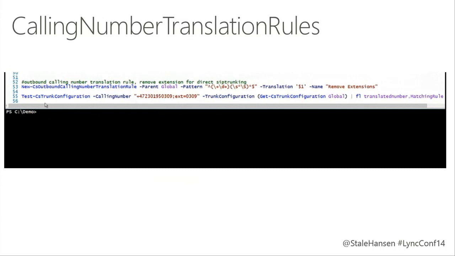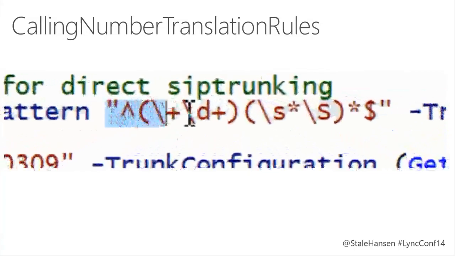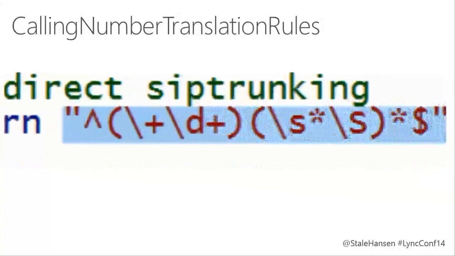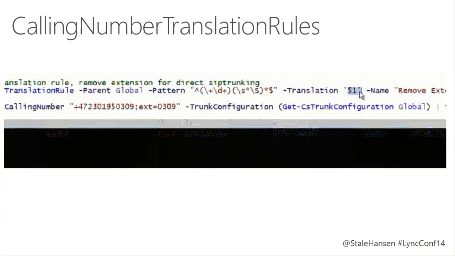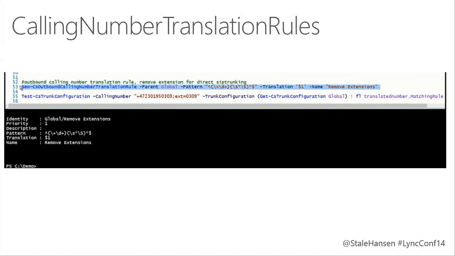So you can use calling number translation rules again. And this time, as long as the number starts with a plus and has digits, you just remove the extension when dialing out. And the result will be that you only have the base number when dialing out. So it translates just to $1. And adding this is something you do only once.